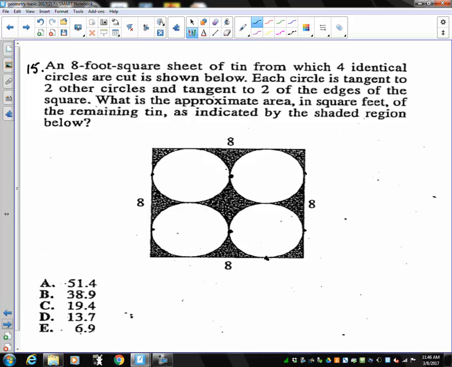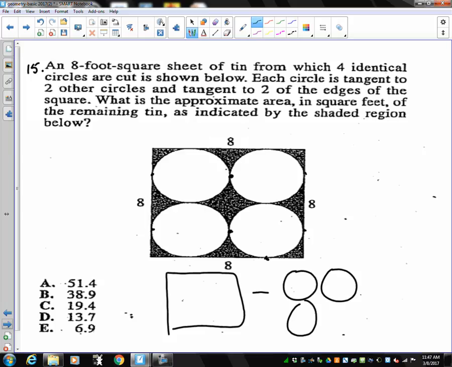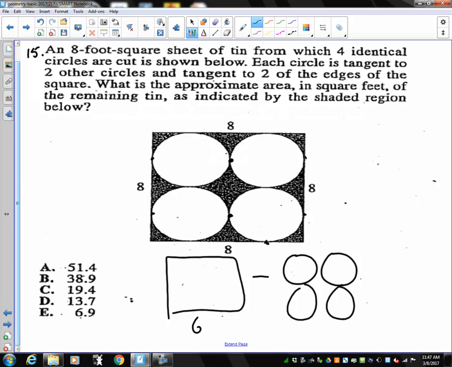Now, this is a little bit backwards from earlier. So what I'm going to do, to find the shaded region, is find the area of the square, and I'm going to subtract the area of those four circles. Now, you should realize those circles are going to be identical. So all I really have to do is find the area of one of them. Now, the area of the square is pretty simple to see, that would just be 8 times 8, and so that's 64.